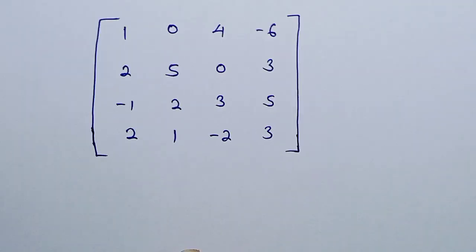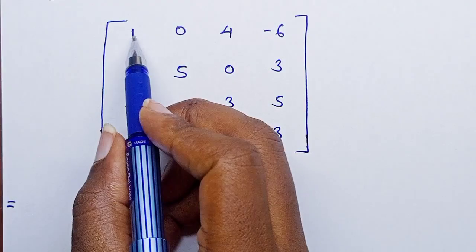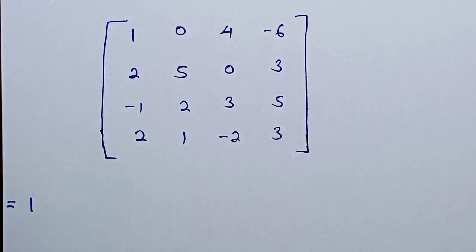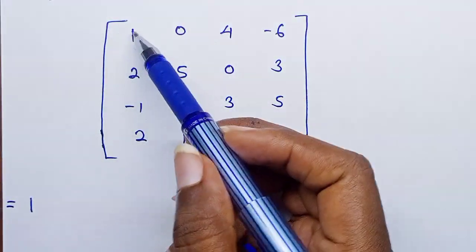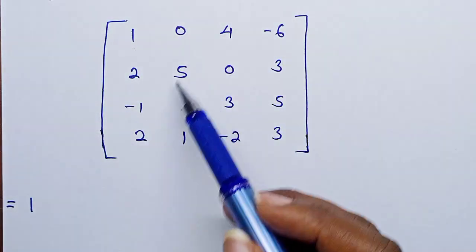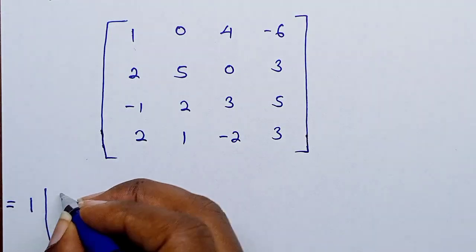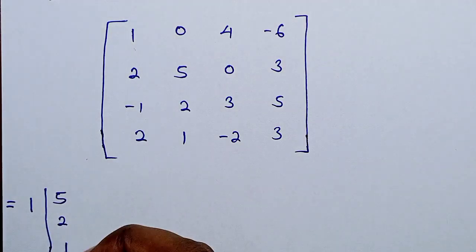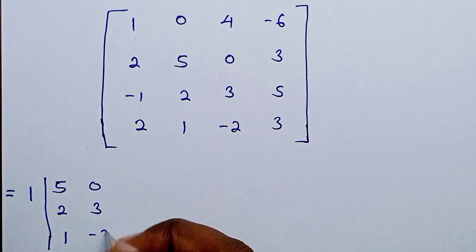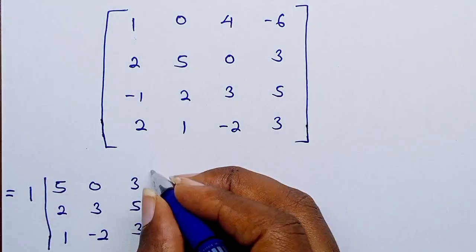So this would be equal to, first of all, we are looking at +1. Then when you cancel out the row and the column for 1, these would be the minors left. So 1 times the determinant of the minor, which is 5, 2, 1, 0, 3, -2, and 3, 5, 3.